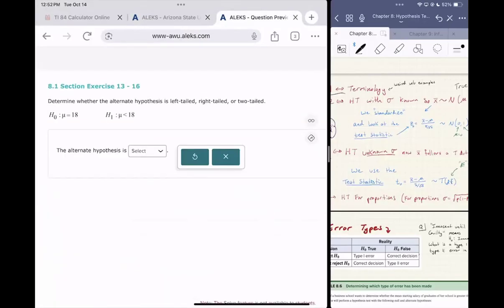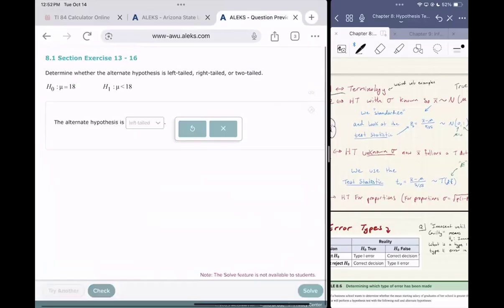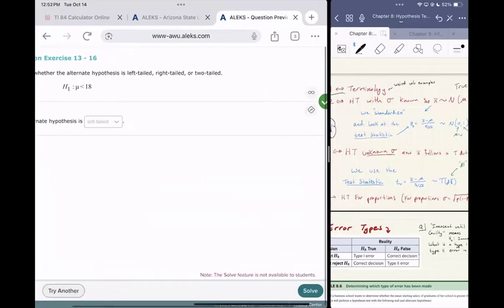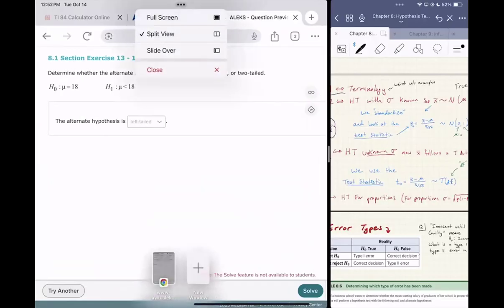All right, determine if we're left-tailed, right-tailed, or two-tailed. So since mu lies to the left of 18, sorry, I don't know that it lies to the left. I look at the alternate hypothesis, the H1. Mu lies to the left, that would be called left-tailed. Okay, that's how we would compute these p-values, where we start to shade to the left, right? So that's what's going on with that.